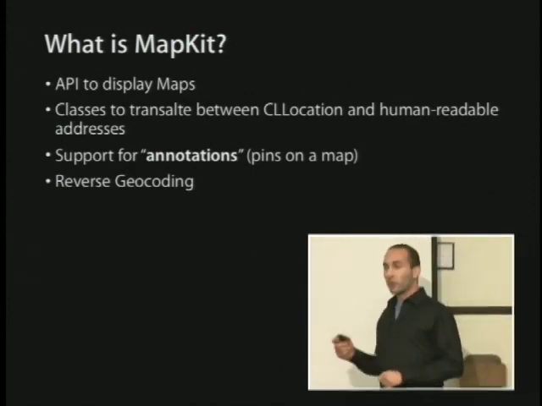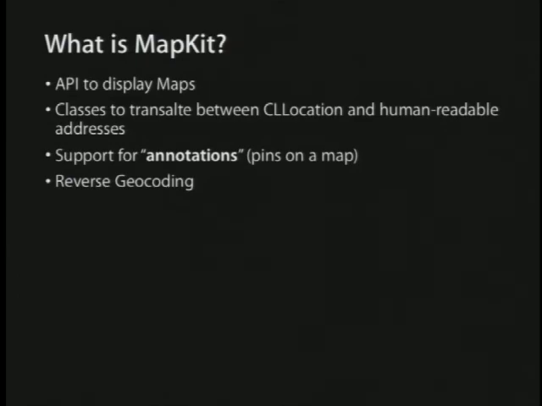And reverse geocoding. Excuse me. So reverse geocoding is, I think, pretty cool. It basically allows you to start with a location and turn that into an address or a country or a region. And that does it through some web services, which are all abstracted from you. You don't have to worry about it.